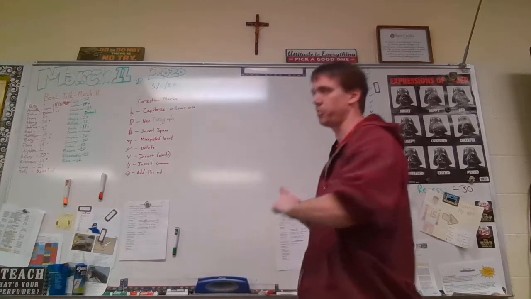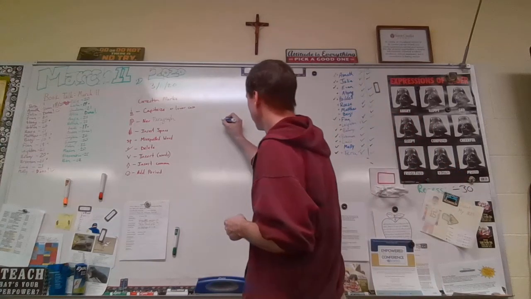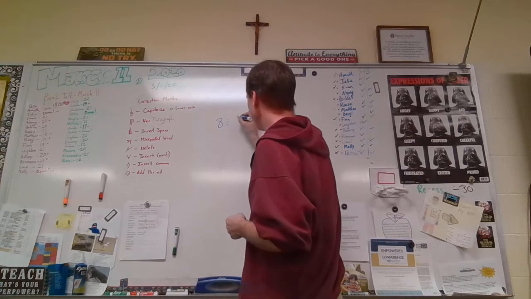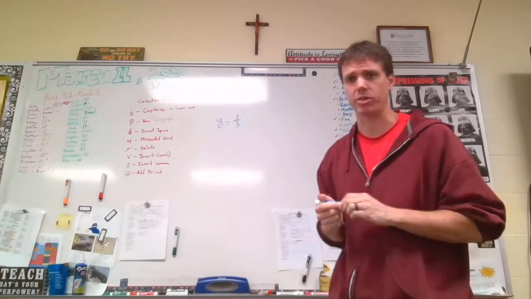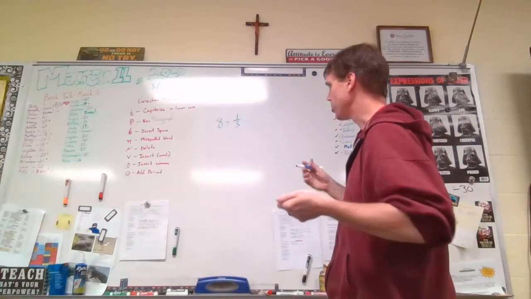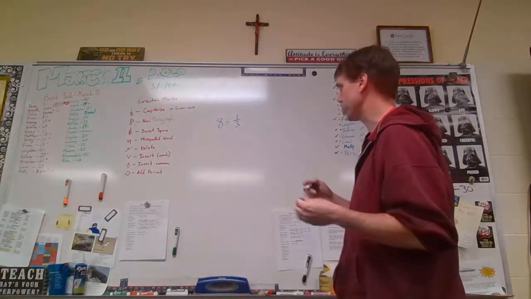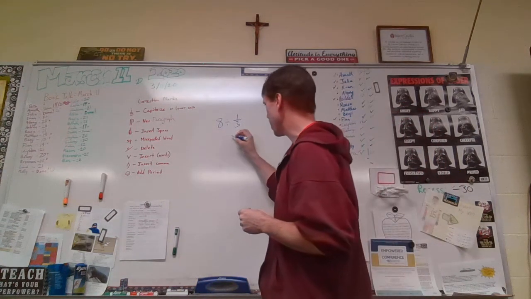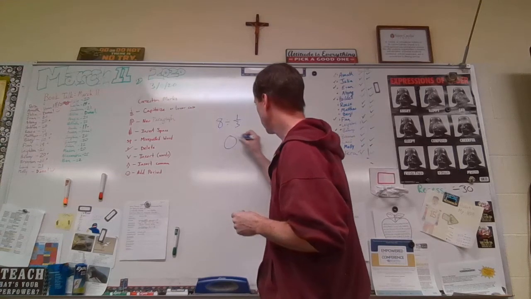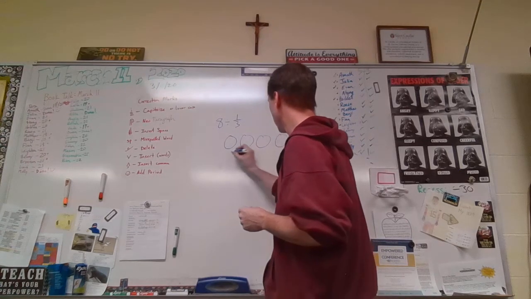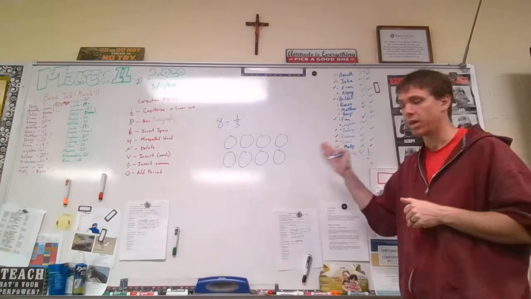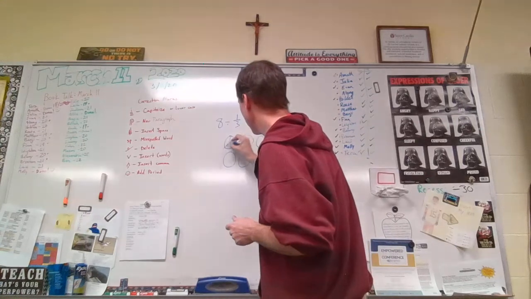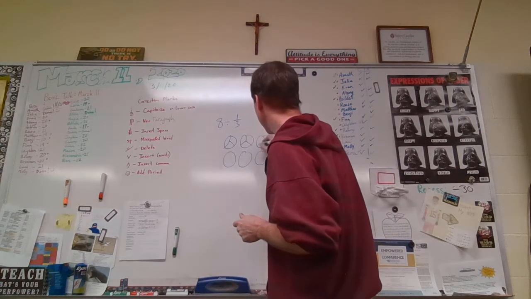So let's do 8 divided by 1/3. This is perhaps a little more advanced, but that's all right. Actually, you would have done this sort of thing. You've got 8 things, right? 1, 2, 3, 4, 5, 6, 7, 8. So we have 8 pizzas. And we're going to divide each of these pizzas into 1/3 size pieces.